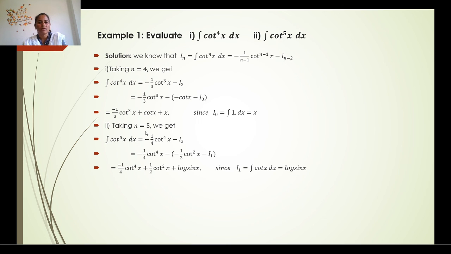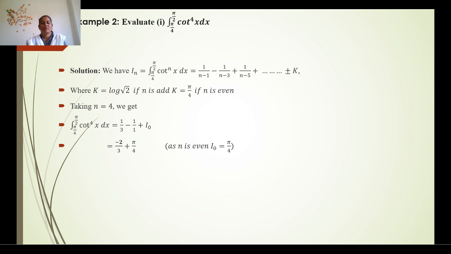Next, taking n equal to 5, we get the integral of cot to the power 5x is minus 1 by 4 cot to the power 4x minus I3. Then find out the value of I3 by using the formula. Finally, I1 simplification, integral of cot x is log of sin x. Substitute in the last equation, we get the required solution.